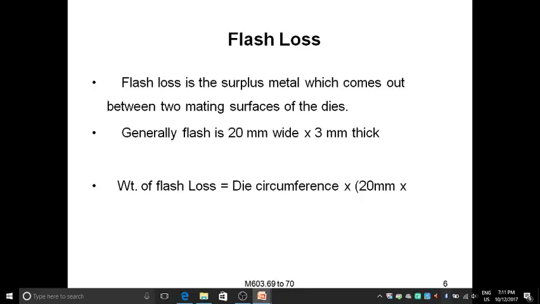So then you can calculate the weight because you know the density. If you multiply the volume with the density, you will get the loss in terms of kgs. So now you can see here the circumference, that means the length, 20 mm wide, then 3 mm thickness, then the density. If you multiply the volume with the density, you will get the weight in kgs.